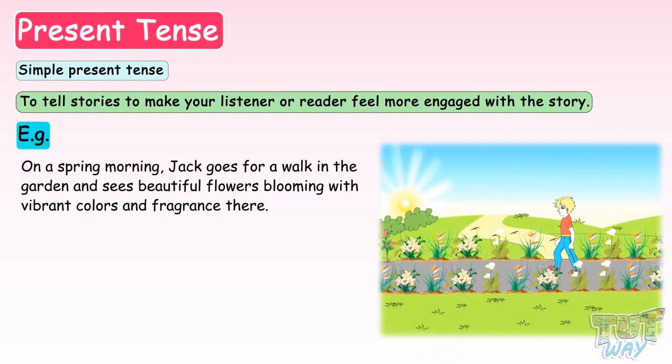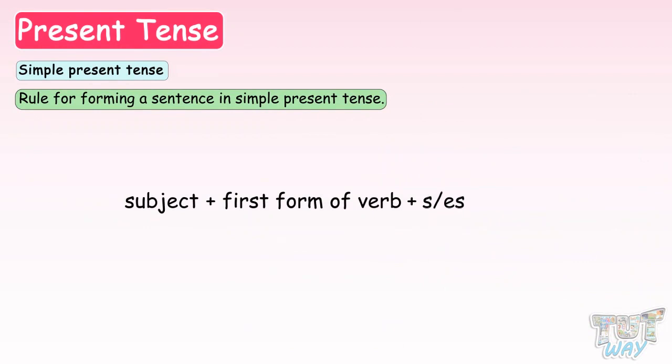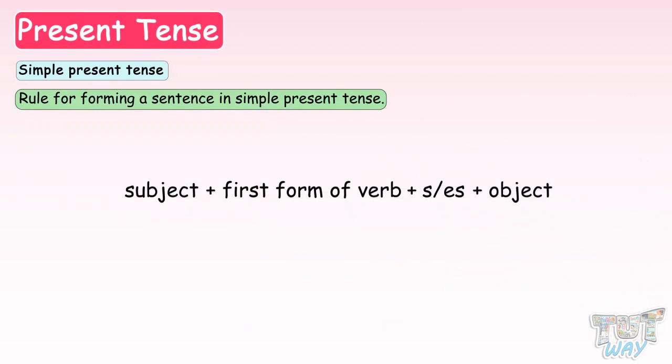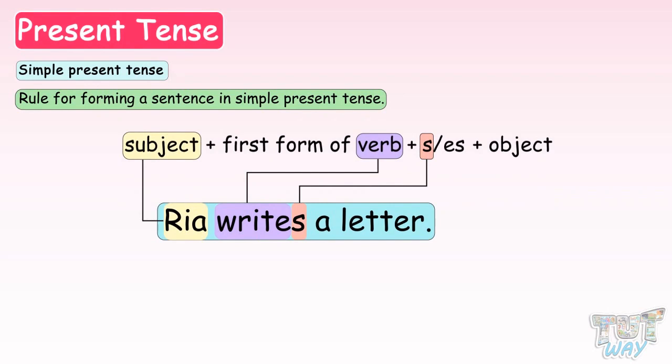Now, let's learn the rule for forming a sentence in simple present tense. Subject plus first form of verb plus s or es plus object. Ria writes a letter. Here, Ria is the subject, write is the verb. We use s with write since the sentence has a single subject, and letter is the object.